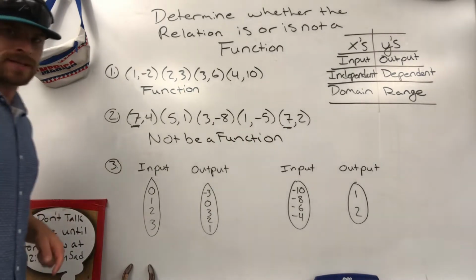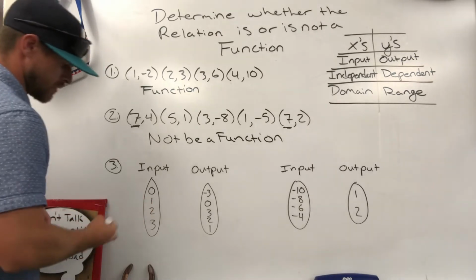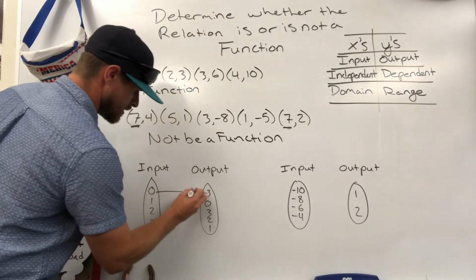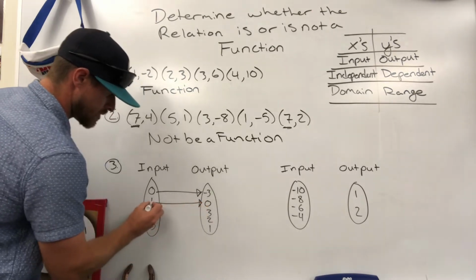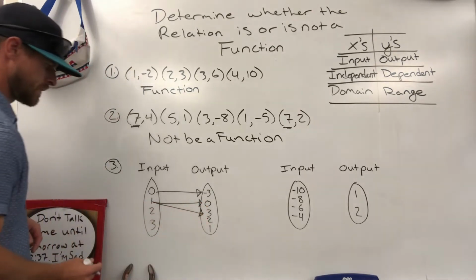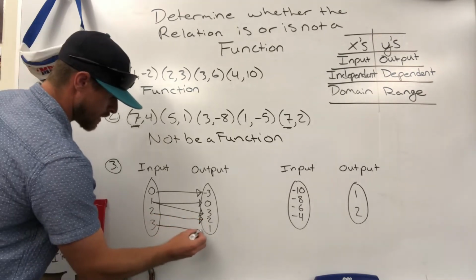Then we go into mapping diagrams. So if I'm looking at this, mapping diagrams are drawn with arrows. So for example, you'd have an arrow going from 0 to -3. Maybe 1 goes to 0 and to +3. 2 goes just to 2. And 3 goes to the 1.